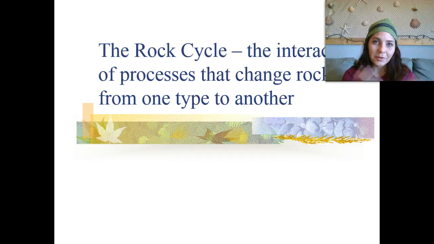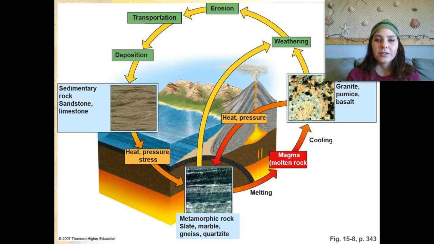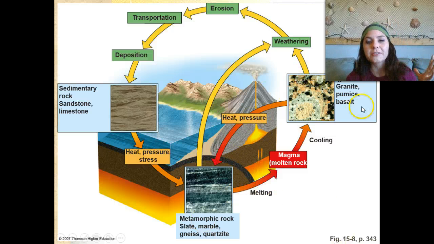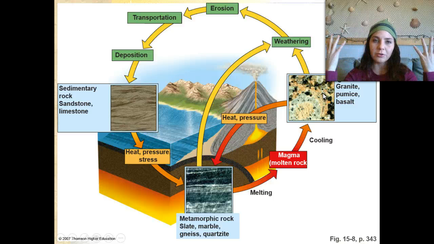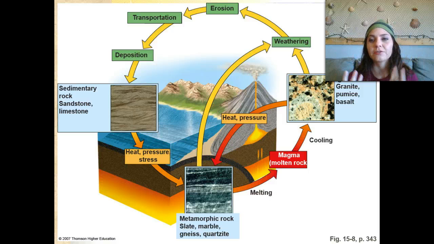All right, moving along, we're going to move into the rock cycle now. This is the interaction of processes that change rocks from one type of rock to another. So we're going to just pick a place and start. So we're going to start with igneous rock. Basically, volcano explodes, magma falls out, and we have the creation of igneous rock. So igneous rock examples include granite, pumice, and basalt.